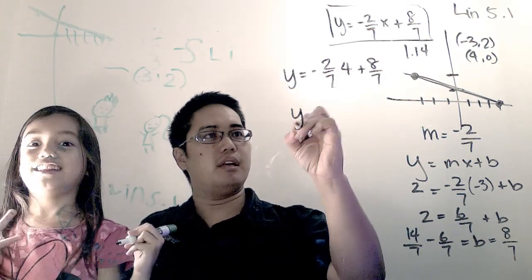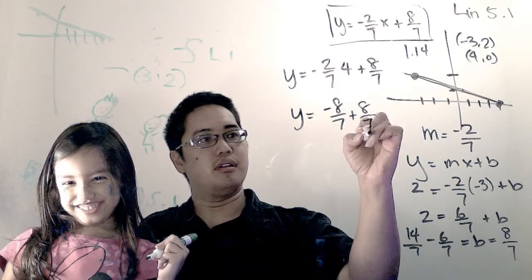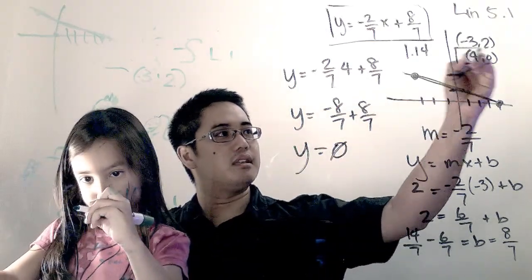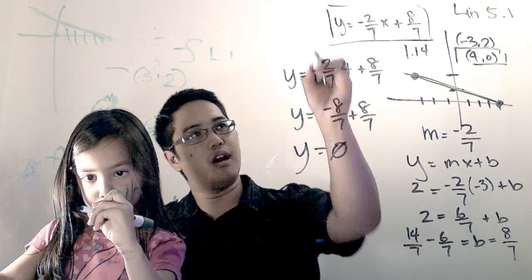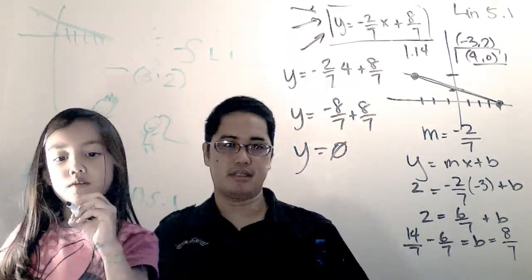This is actually y equals -8/7 plus 8/7, which is also known as 0. Which is good because that corresponds to this point right here. So I can guarantee that this equation right here is pretty accurate. Do you concur?